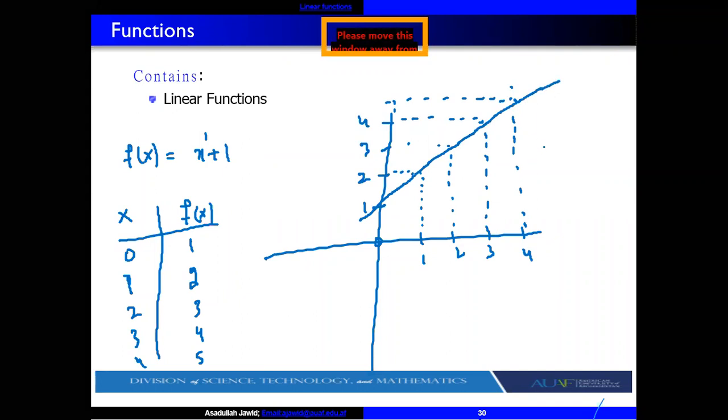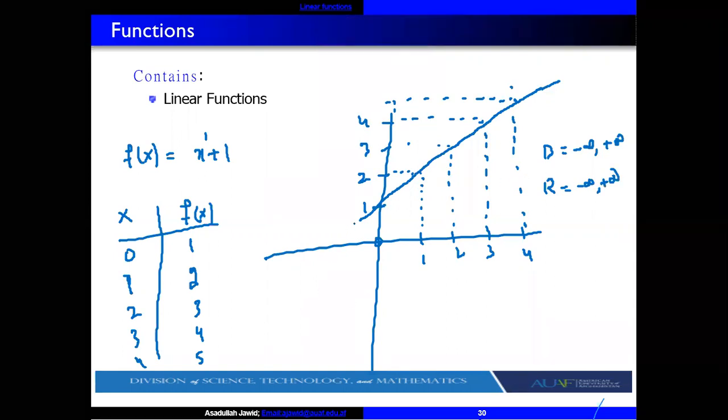And what are the domain and range of the function? The domain is from minus infinity to plus infinity. The range is also from minus infinity to plus infinity. So this one is a continuous function as well. A linear function is also a continuous function.